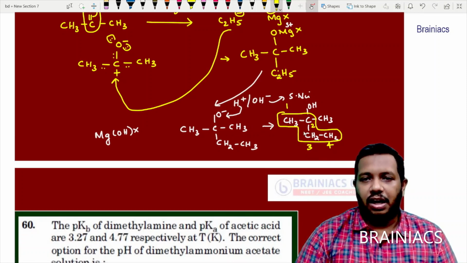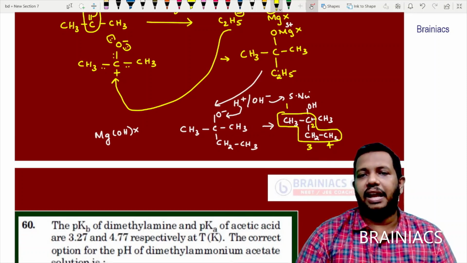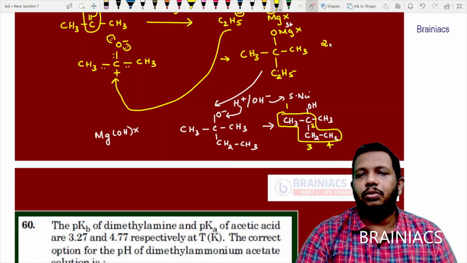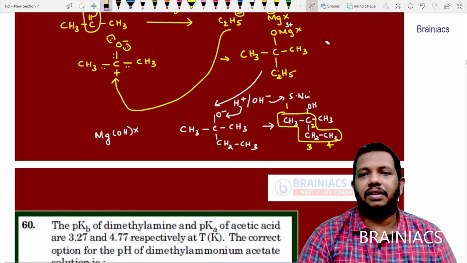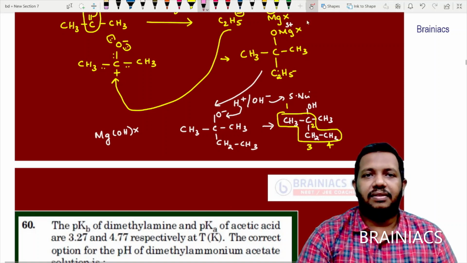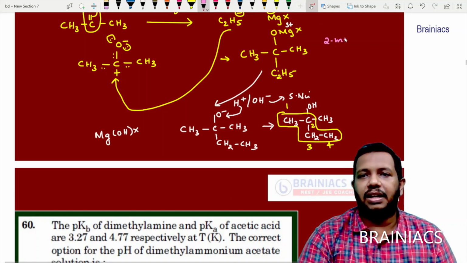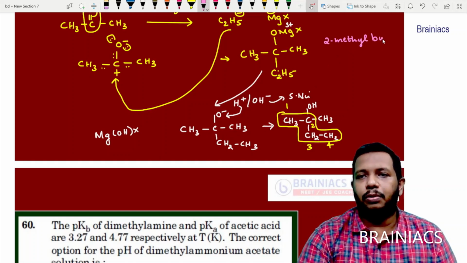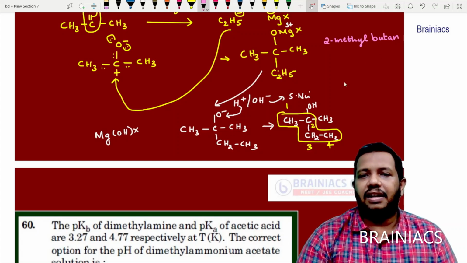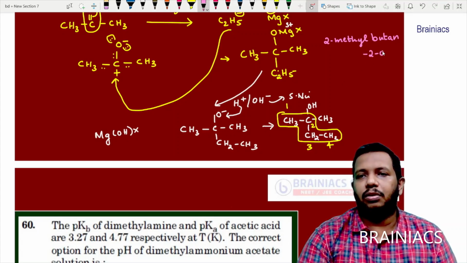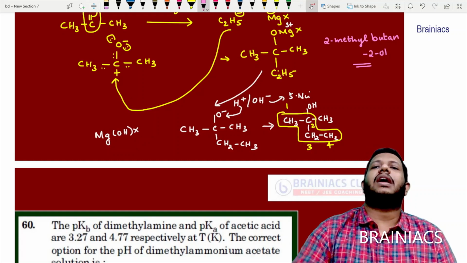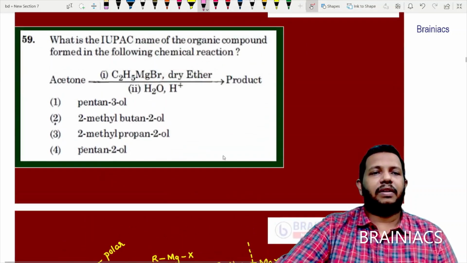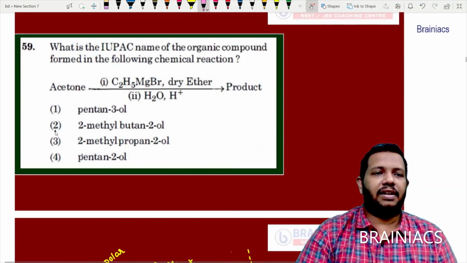The parent chain has 4 carbon atoms, and you have a methyl group and an alcohol. So I can name it 2-methyl. The parent chain has 4 carbon atoms, so we say but, and they are linked through single bonds, so we say butane. And at the second position you have ol, so butan-2-ol. So the answer is 2-methyl butan-2-ol. This is present as option 2, so option 2 is the correct answer.